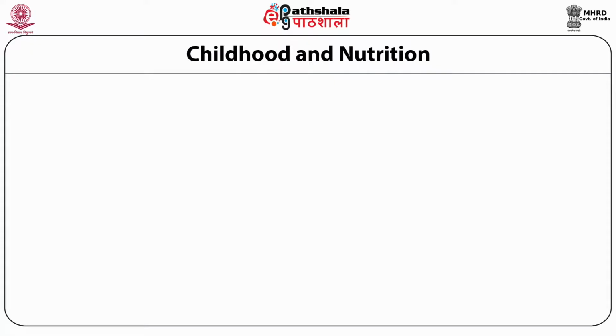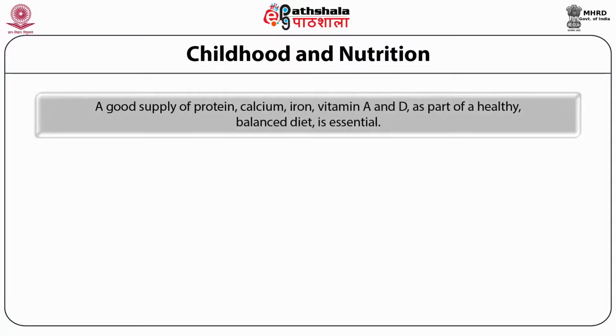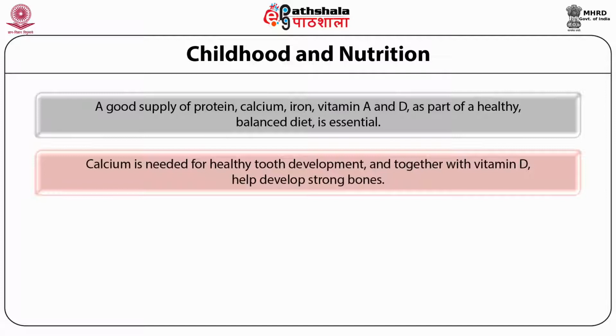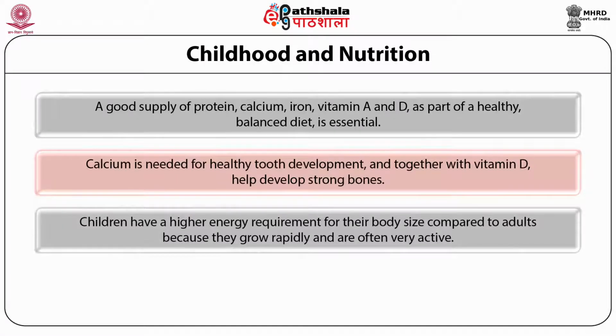Childhood and nutrition are quite important. A good supply of protein, calcium, iron, vitamin A and vitamin D as part of a healthy balanced diet is important. Calcium is required for healthy teeth development, and together with vitamin D it helps to make strong bones among boys and girls. Children have a higher energy requirement for their body size compared to adults because of their rapid growth, and they are very active also. So being active and in a growing stage of life, the energy and food requirement is more among children compared to adults.